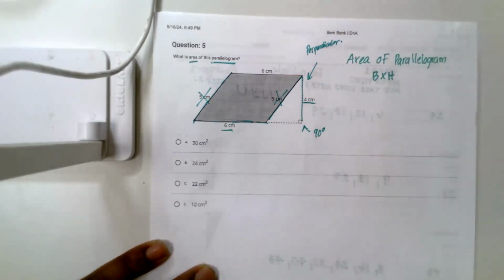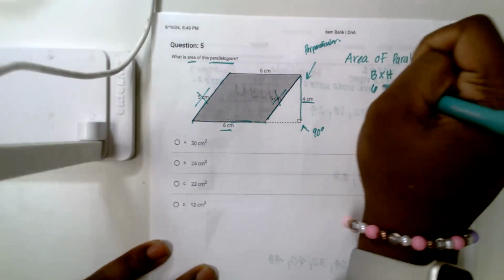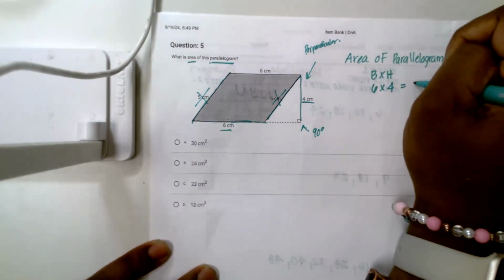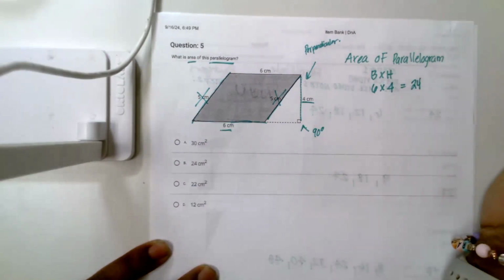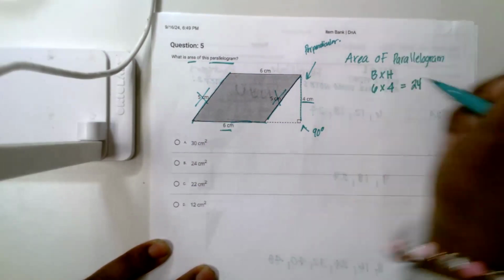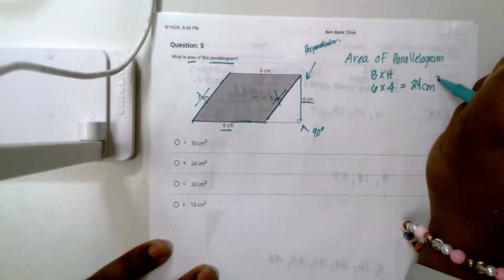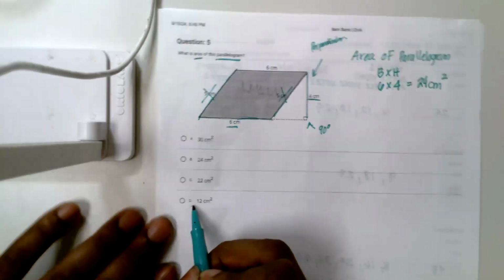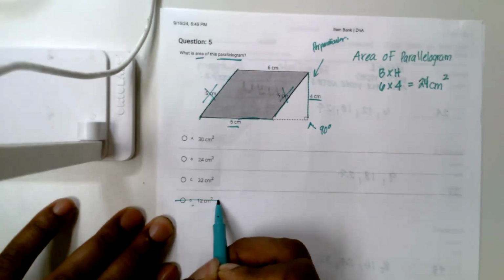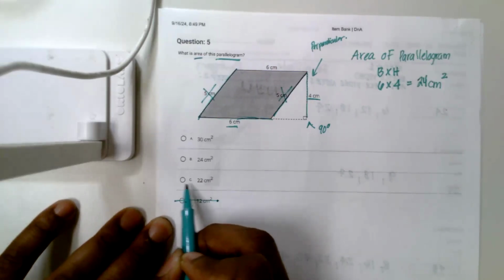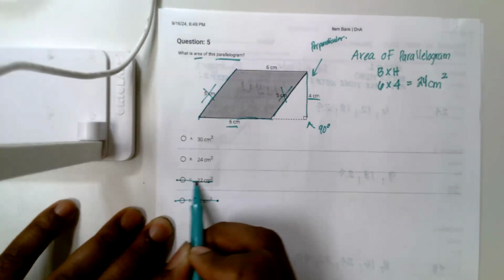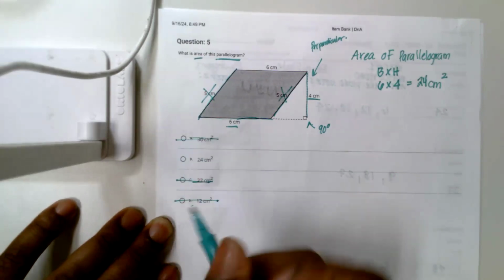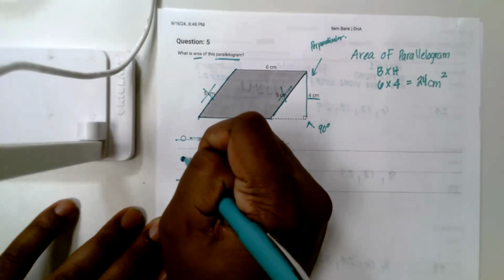Then I know my base is 6 times my height is 4, and 6 times 4 is 24, but I must remember my units, centimeters squared. So B is 12 centimeters, that is incorrect. 22 is not 24, so that is incorrect. 30 is not 24, so that is incorrect. My answer is B.